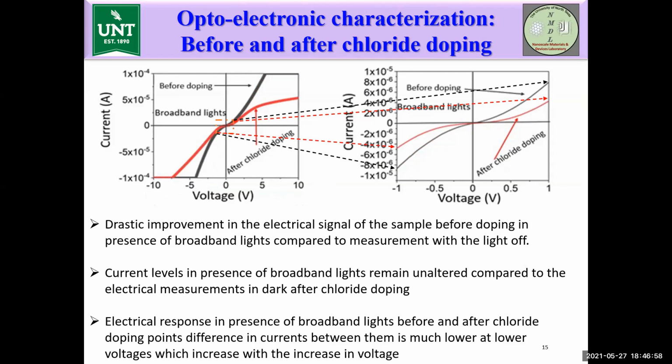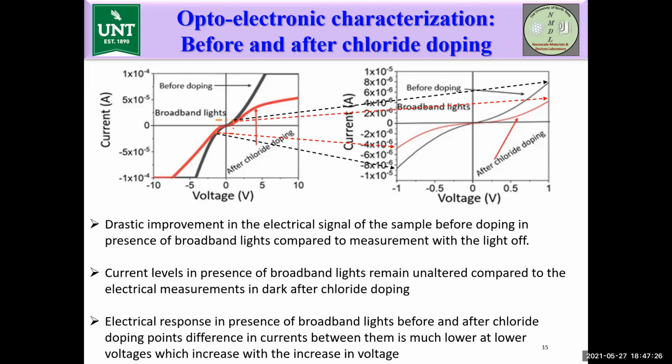So the figure on the left shows the two-terminal plot in the -10 to 10 voltage range before and after chloride doping, but in presence of broadband lights. And the right shows the same plot in a narrow range. So what we see over here is there is a drastic improvement in the electrical signal of the sample before doping in presence of broadband lights compared to the measurements with lights off, as it is clearly visible.